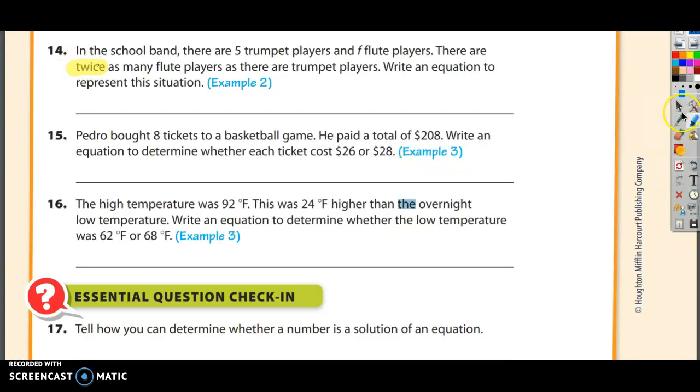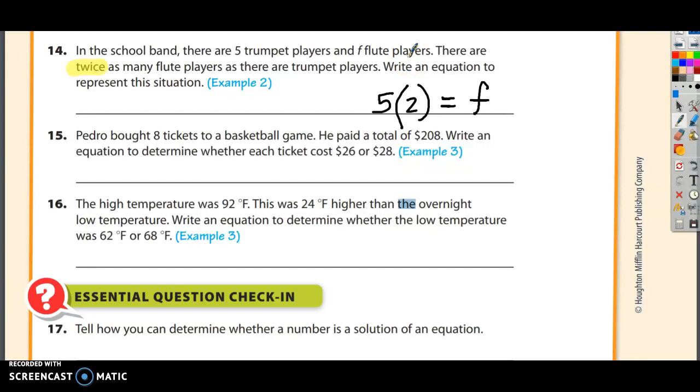So a lot of kids would, I'm going to put this as my second answer, say, well, there's 5 trumpet players and twice as many flute players as trumpet players. So you would go 5 times 2 and you would get the number of flute players. I'm going to put F for flute players. So you'd go 5 times 2 is 10, or 5 times 2 is F. And that makes a ton of sense.